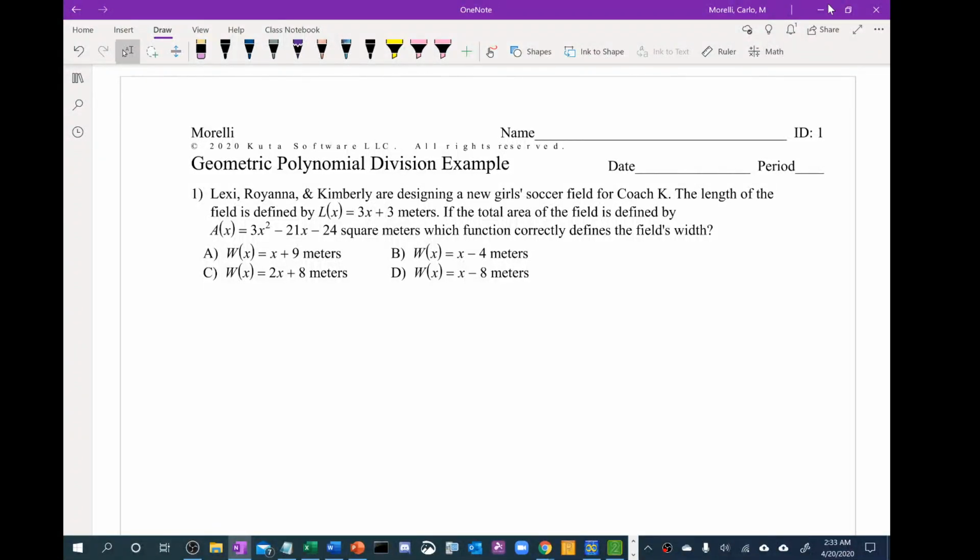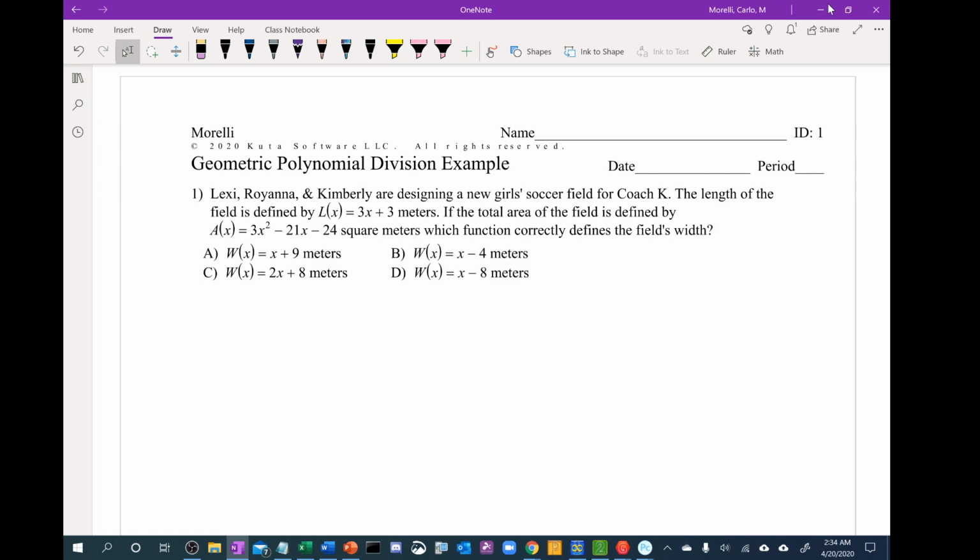All right, ladies and gentlemen, this week we are going to be combining some concepts from geometry and from algebra in something called geometric polynomial division. It's very exciting. This week we're going to be working with word problems, but the concepts are identical to normal polynomial divisions. So let's take a look at this example and figure out how to solve it.